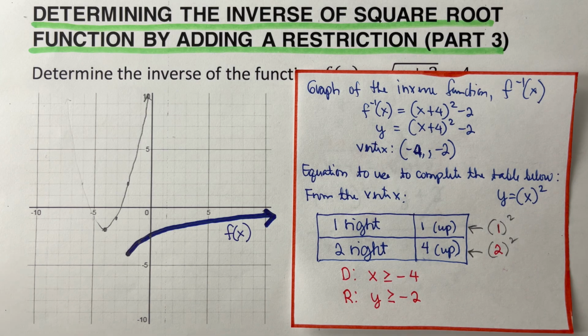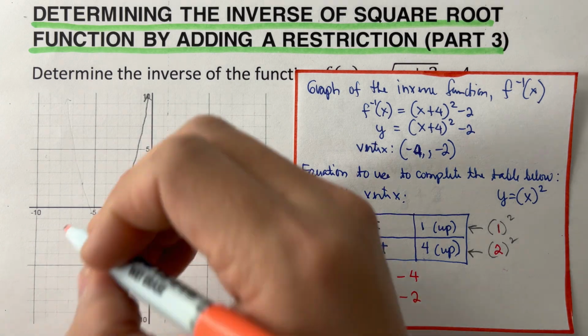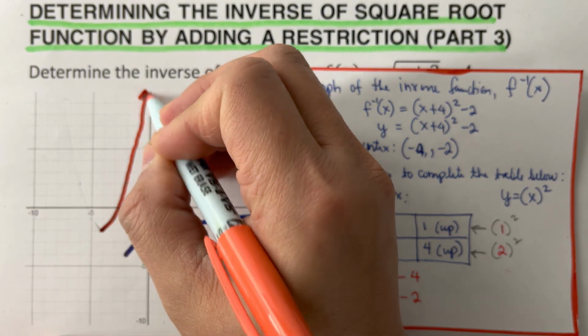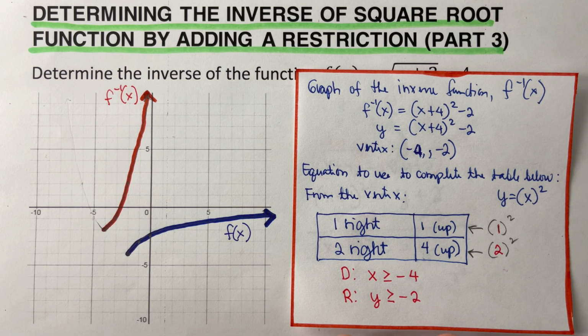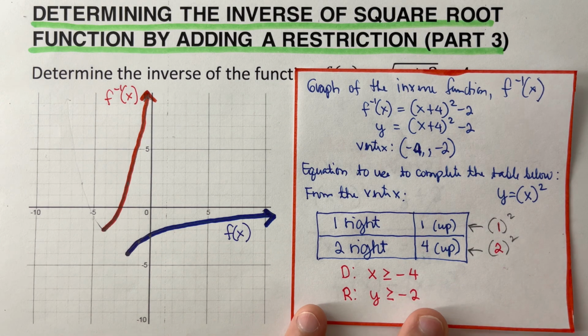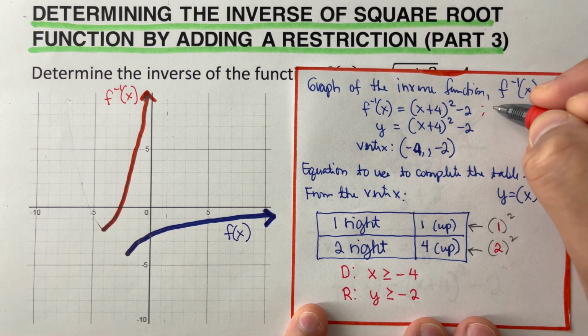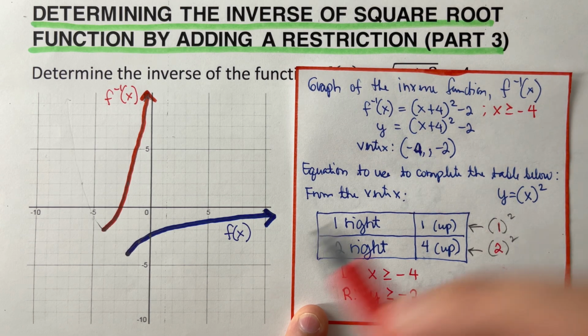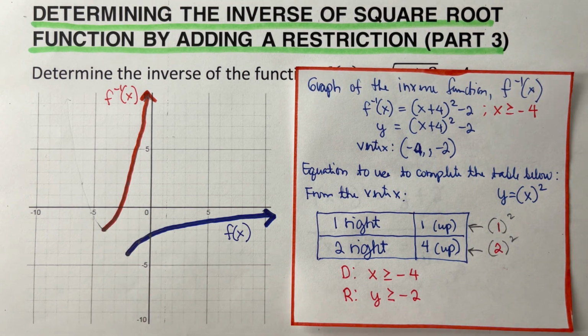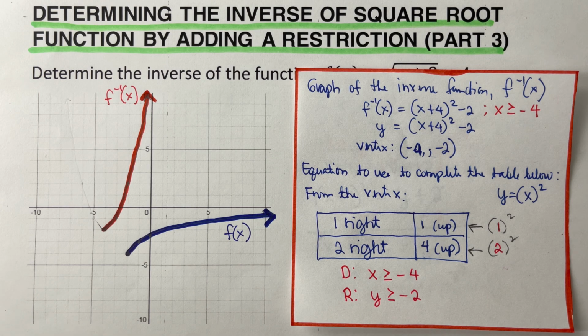So then we go ahead and change the color for this. So again, we actually restricted the inverse. The restriction for this is x is greater than or equal to -4, because if we don't restrict it, they're not going to match up if we fold it across the line of symmetry, y is equal to x. So let's draw the line of symmetry here. Let's see if both graphs would match up if they are folded across that line of symmetry.